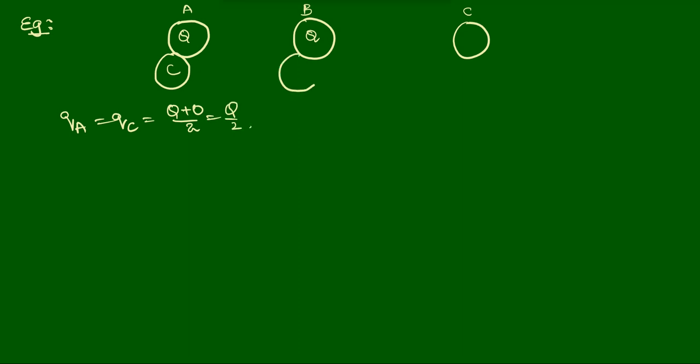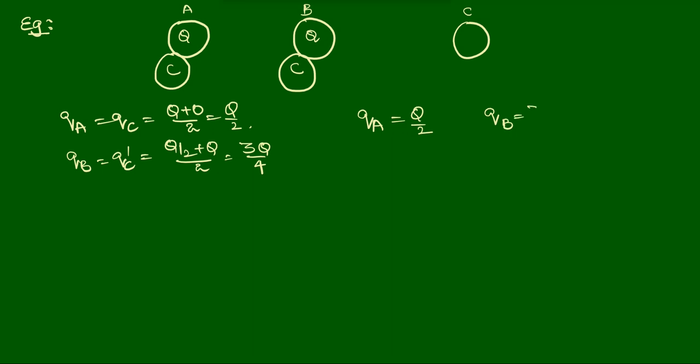Then the same C we brought in contact with B, so the charge on B and the charge on C will also change. It will be (Q/2 + Q)/2, which is 3Q by 4. So now QA is Q by 2, QB is 3Q by 4.